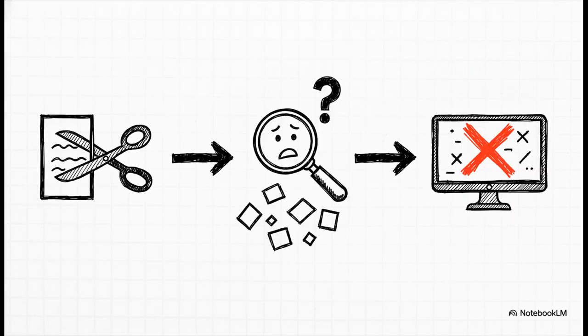And this is the chain reaction of failure, the domino effect that we're trying to avoid. You start with bad chunking, which means you lose context. When the context is gone, the AI can't find the right piece of information. That's poor retrieval. And when it grabs the wrong info, you get wrong answers. It all starts with how you split your text.